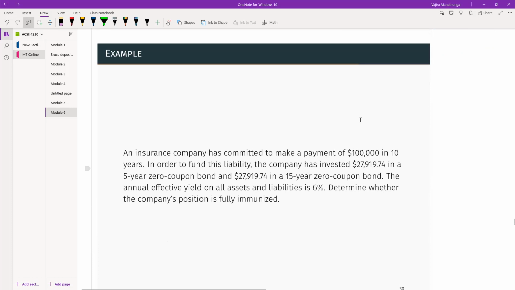So let's do a few examples. Take a minute and read the problem and see whether you can do it. So here it says an insurance company has committed to make a payment of 100,000 in 10 years. In order to fund this liability, the company has invested this much in a 5-year zero coupon bond and this much in a 15-year zero coupon bond.